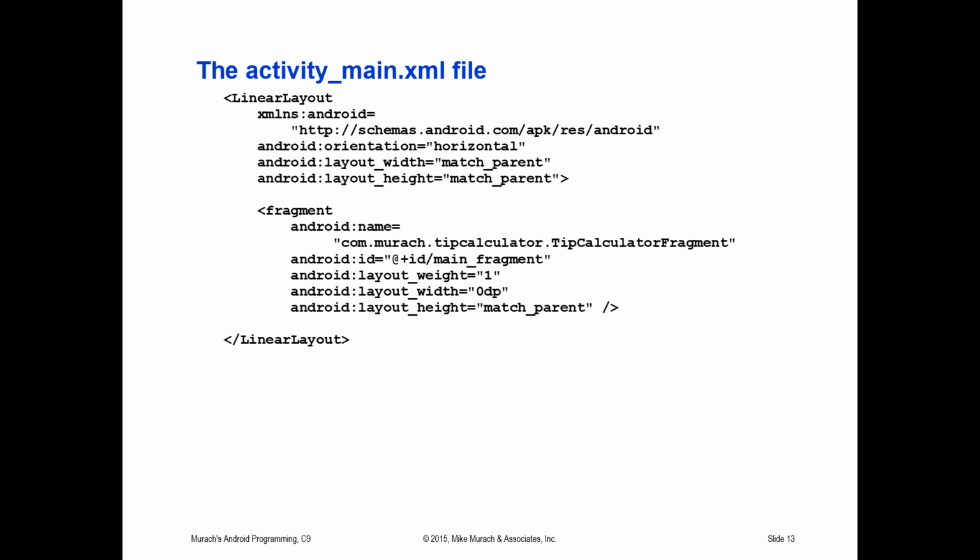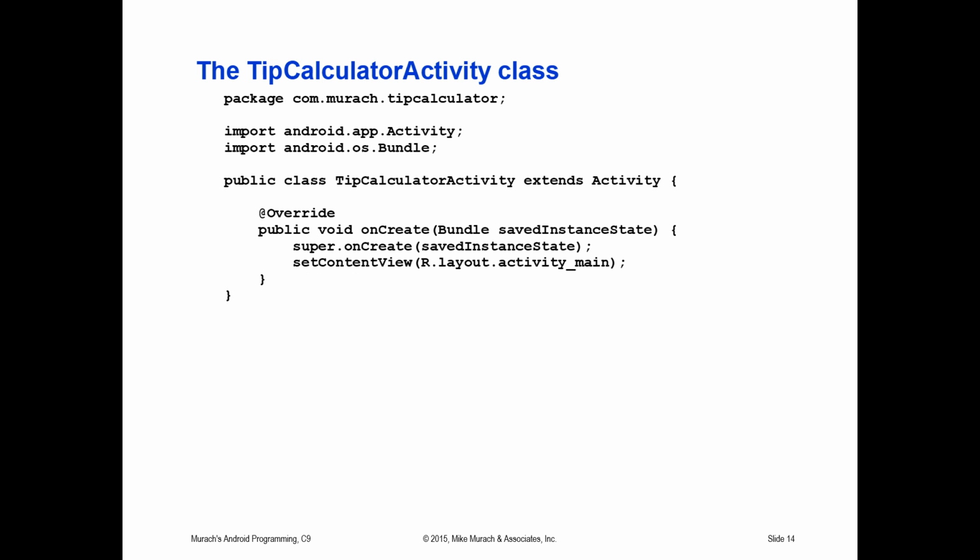Figure 9.5, the beginning of which you see on your screen right now, and on page 269 of the text, shows how to display a fragment in an activity. To start, you can create an XML file that contains the layout for the activity. Here it's named activity_main.xml. And after creating the XML file, you can use the activity class to display the layout as shown right here.